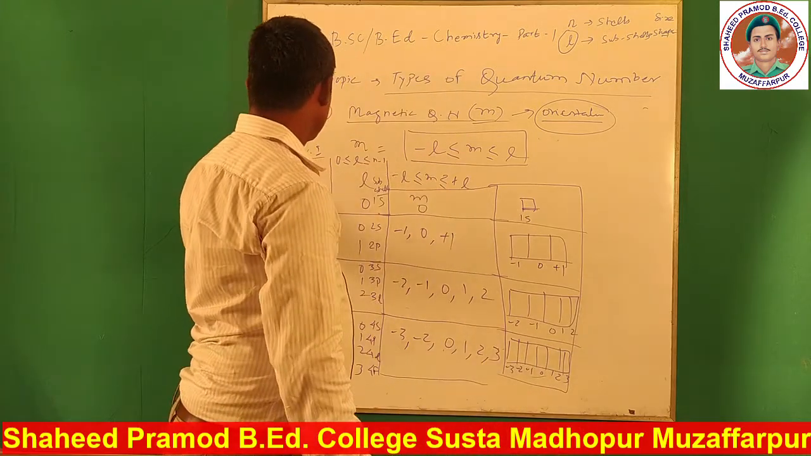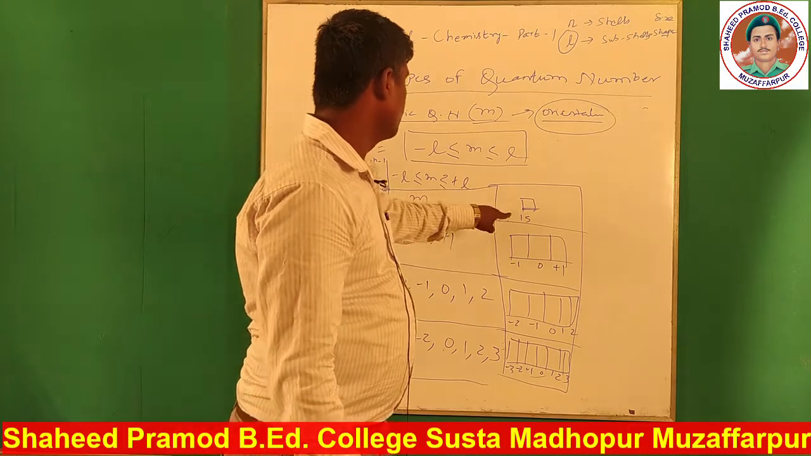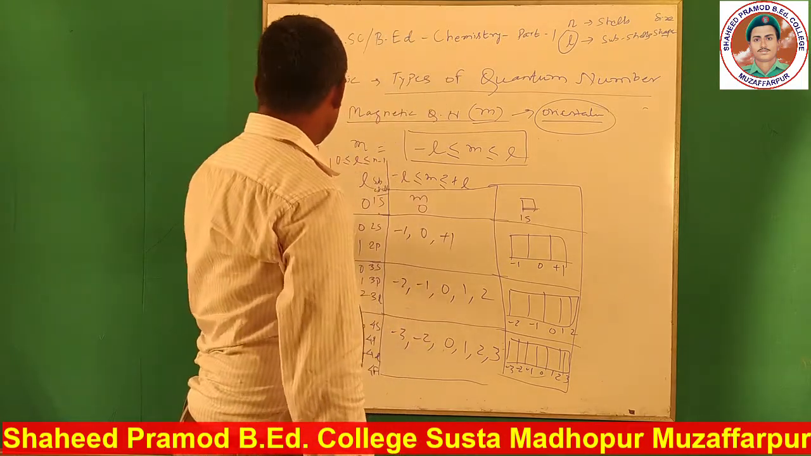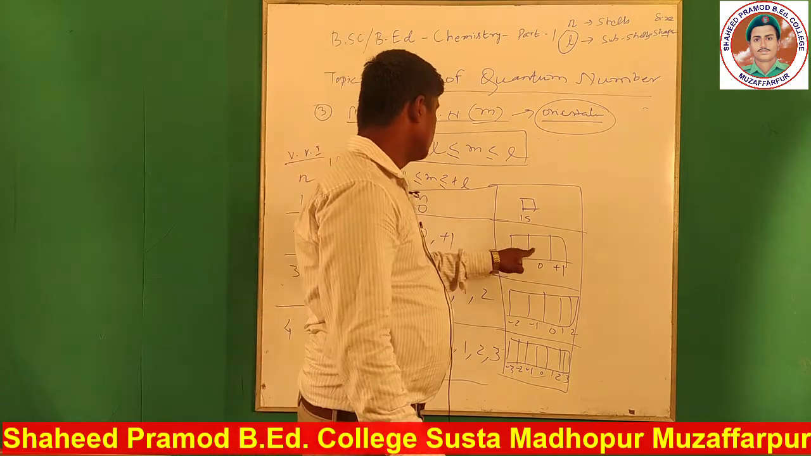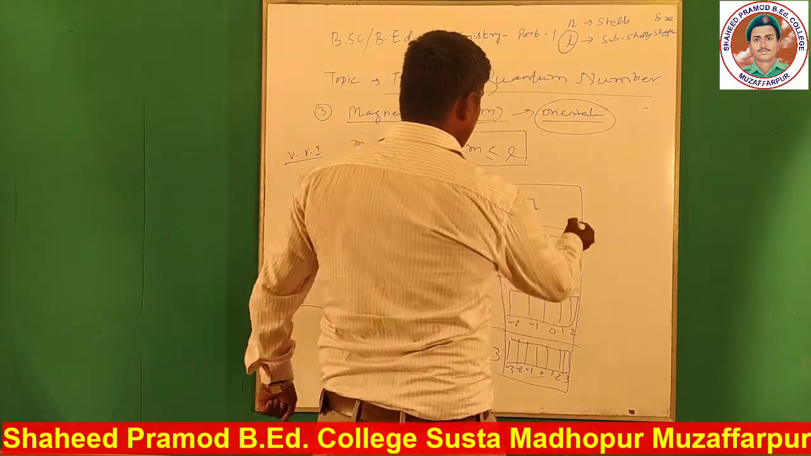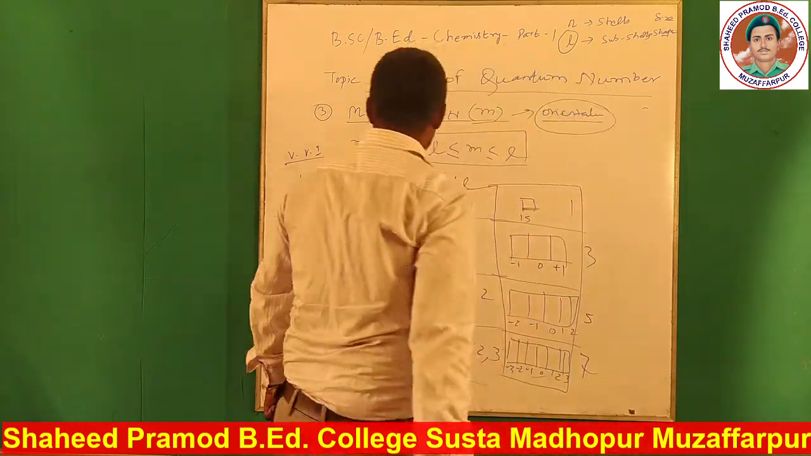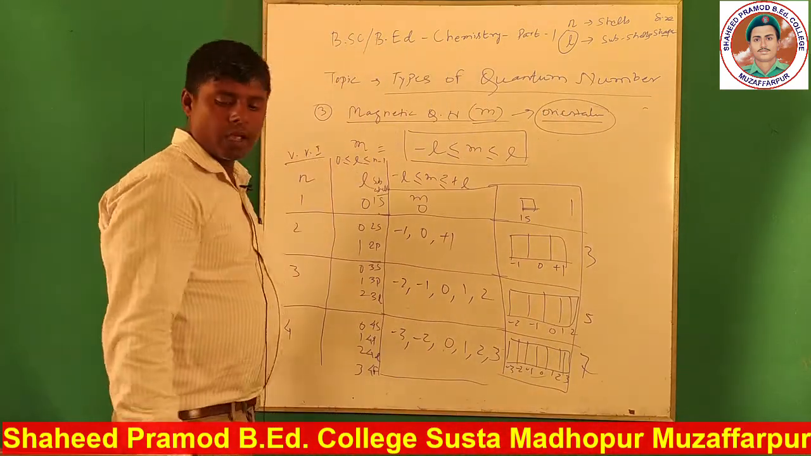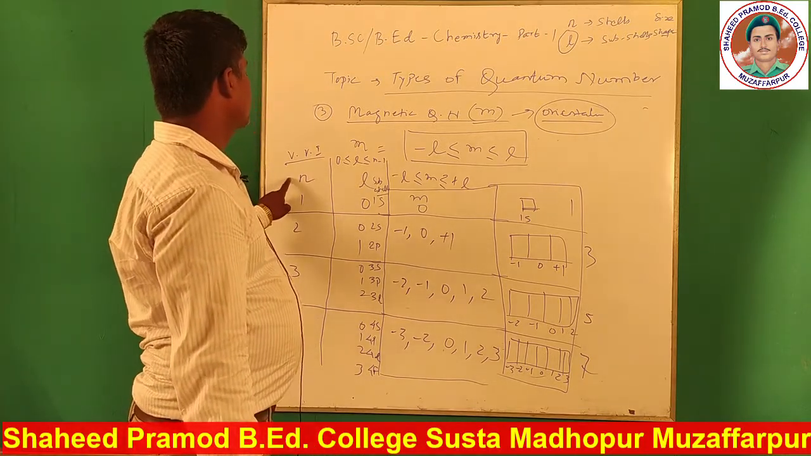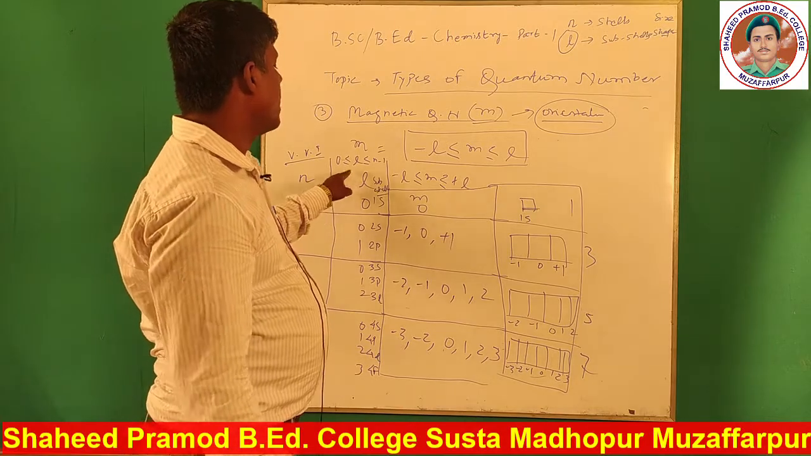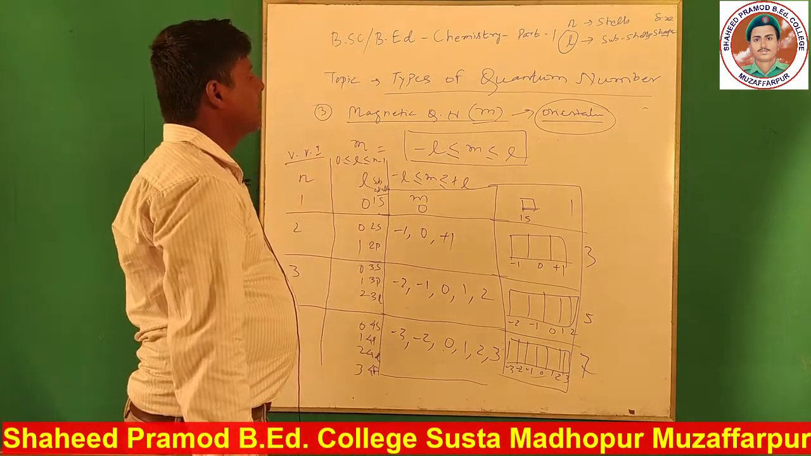So for n is equal to 1, the value of L is equal to 0 and the value of m will also be 0. So this is 1s. For n is equal to 2, L is equal to 0 and 1. So the number of orbitals will be 1, this will be 3, this will be 5 and this will be 7. So with this table you can easily understand the interrelation between principal quantum number, azimuthal quantum number and magnetic quantum number. This is very important.